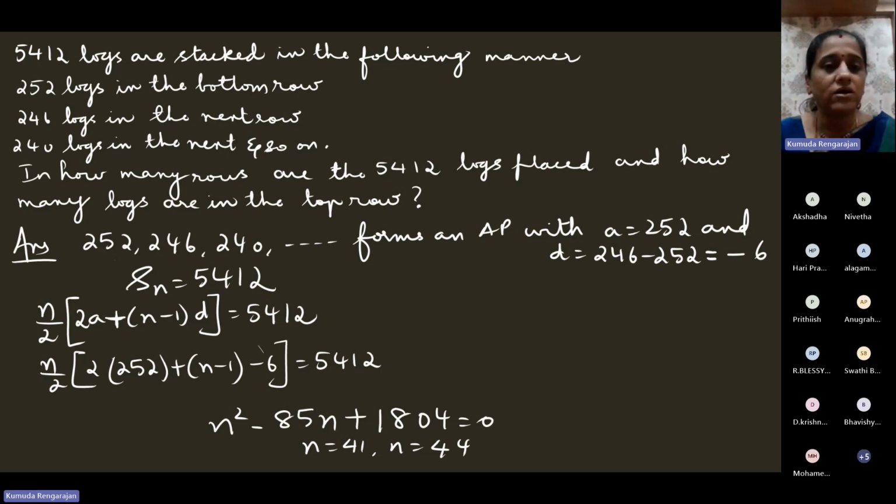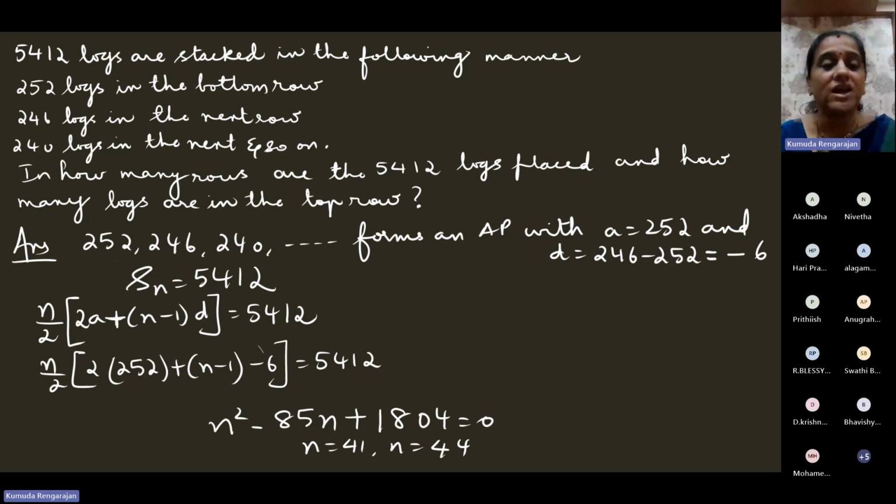The bottom row is on the ground. So on the ground, the bottom row has 252 logs. Now above that row, which is the next row, 246 logs are arranged. Above that one, 240 logs are arranged. Like this, the arrangement is done till all the logs are arranged.